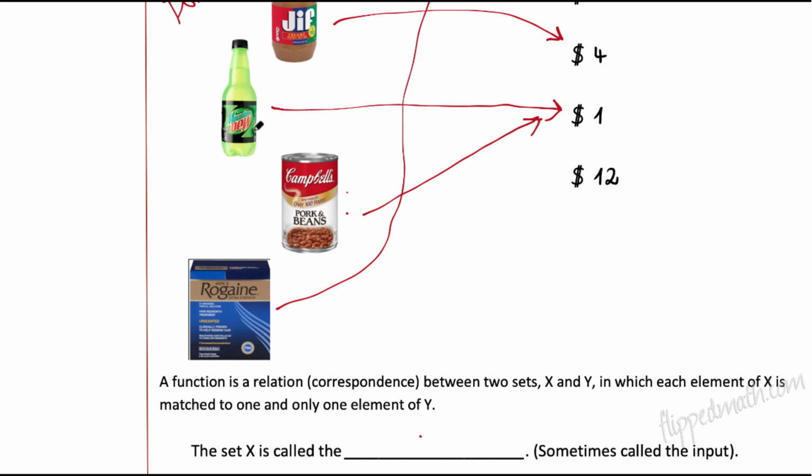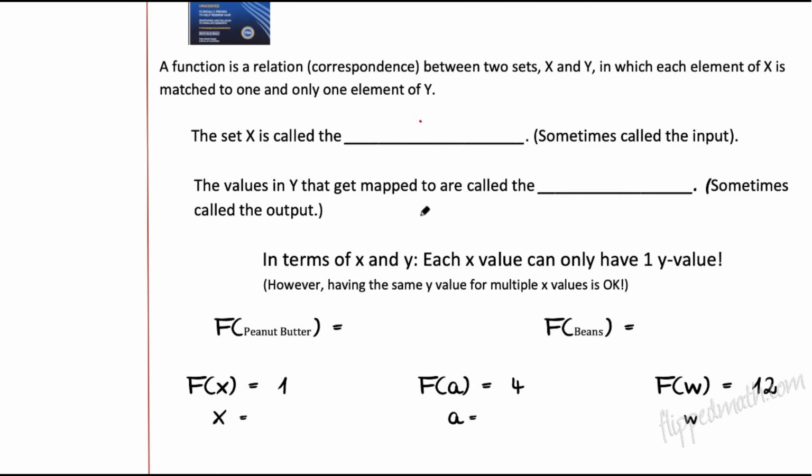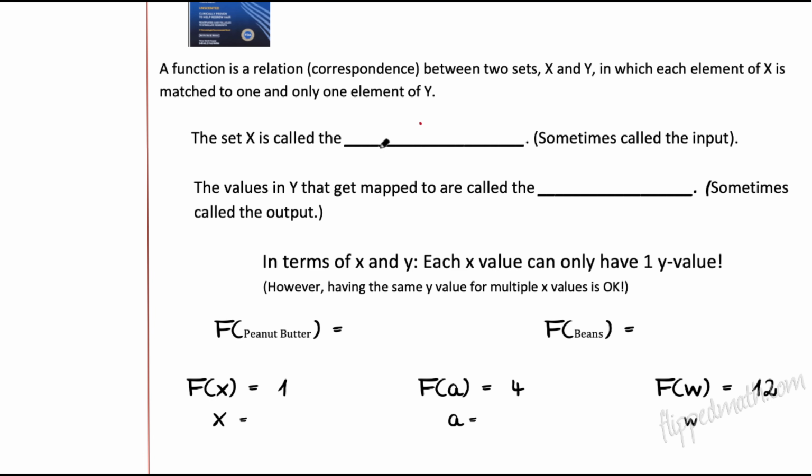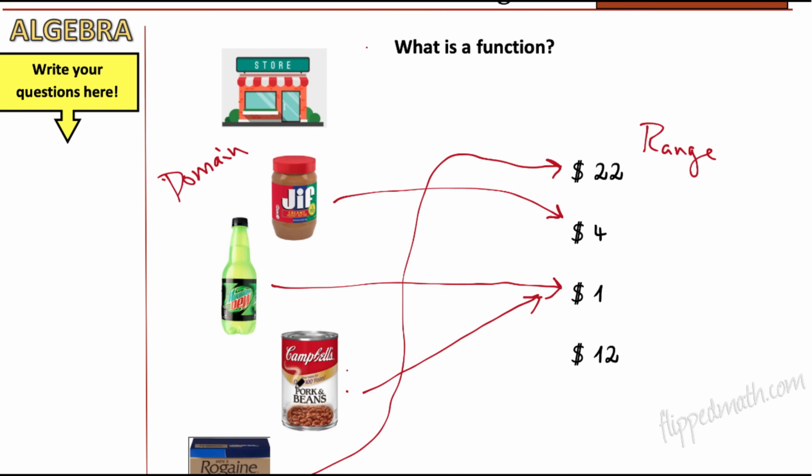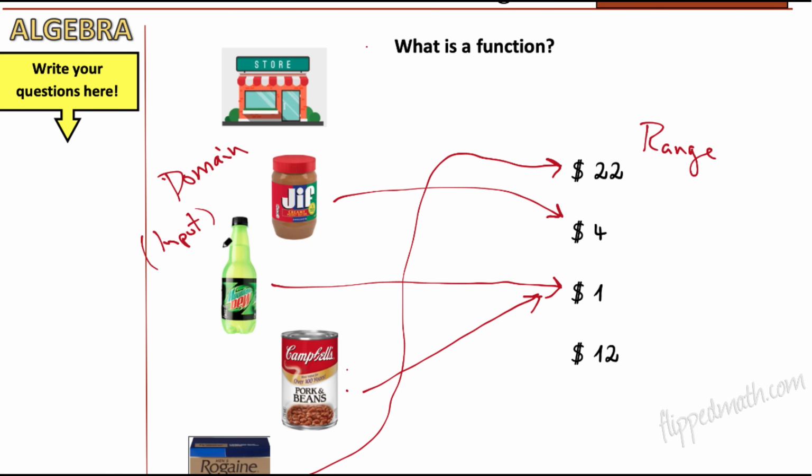As I said, it's okay if 2 items are mapped to 1 price, but you can't have 2 prices on 1 item. So going through the notes, a function is a relation in which each element of x is mapped to only one element of y, and only one. The set of x is called the domain, and the values in y that get mapped are called the range. Sometimes we use different words like input and output. Input, we'll put them in parentheses, because sometimes we see those words. Think of a machine, like a price scanner. When it bleeps, you get 1 price out. You never get 2.